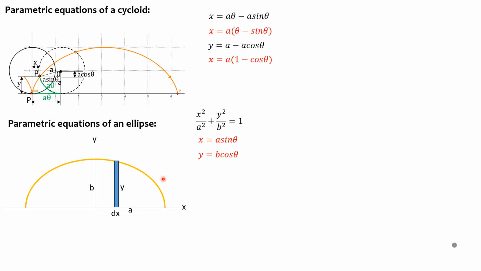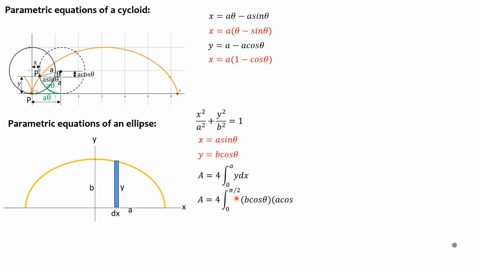So for the next problem, we have to derive the area of an ellipse, which is equal to, considering vertical strip, 4 times integral of y dx. So the strip is here, y, and dx is the thickness. So y is b cosine theta, and differential of x, differential of a sine theta is a cosine theta d theta.